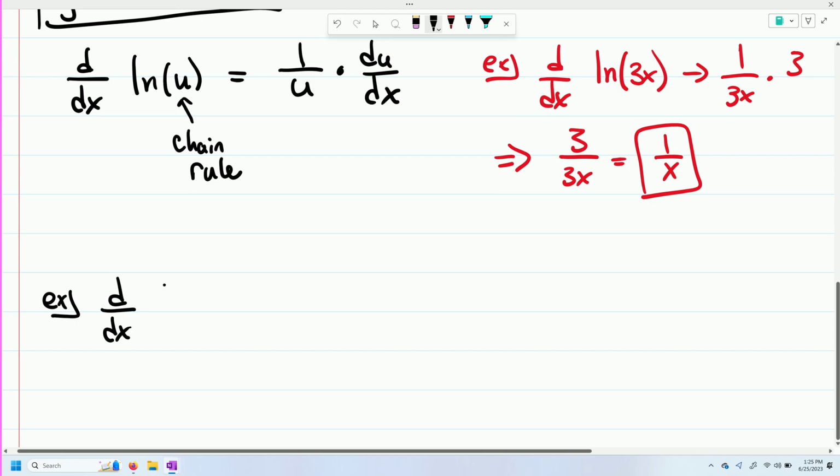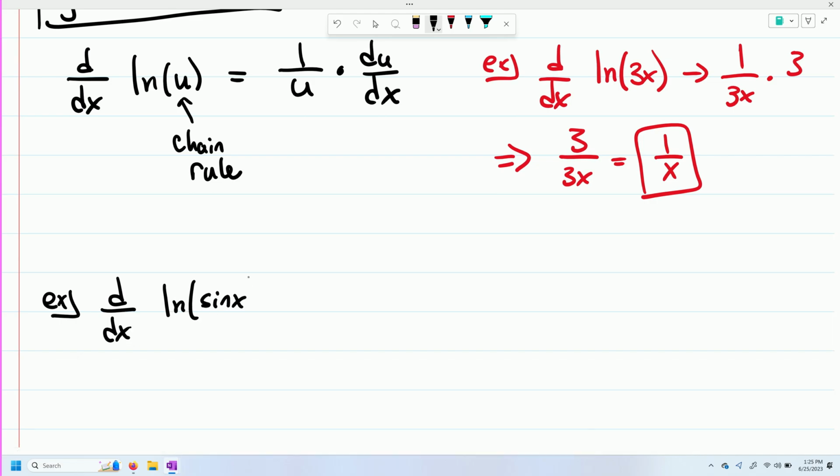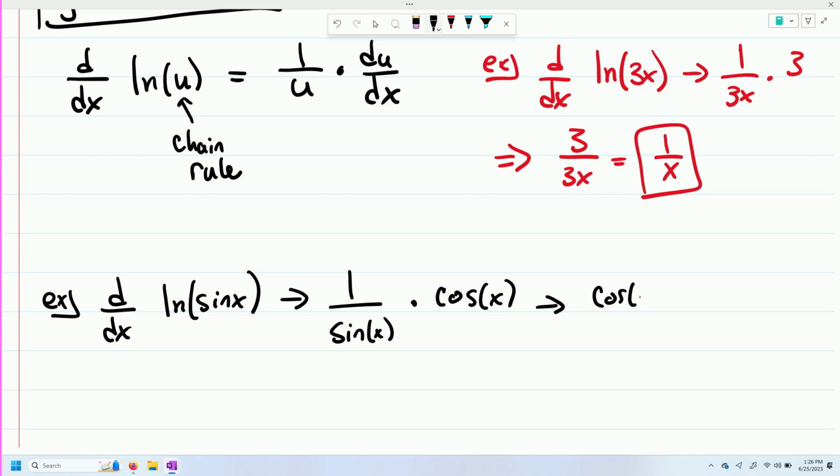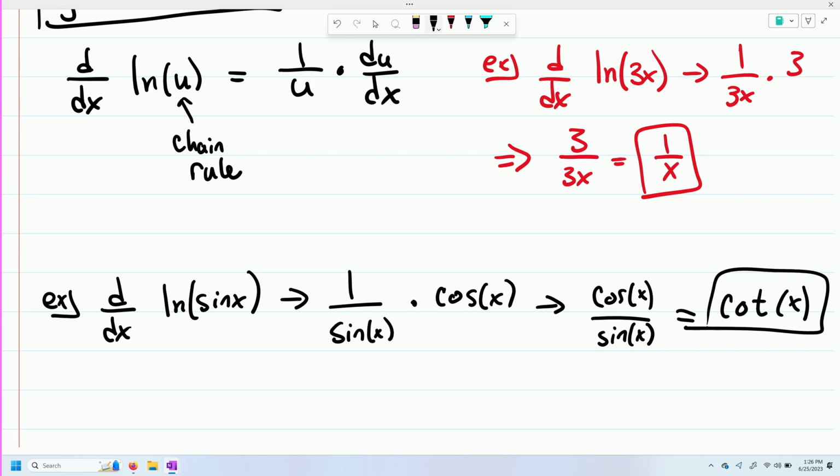Now, another simple example would be something like find the derivative of the natural log of sine x. Now, in this case, you're still going to apply the rule above, so it's going to be 1 over sine of x times the derivative of sine, which is cosine. And that's going to give you cosine of x over sine of x, which we know as cotangent of x.